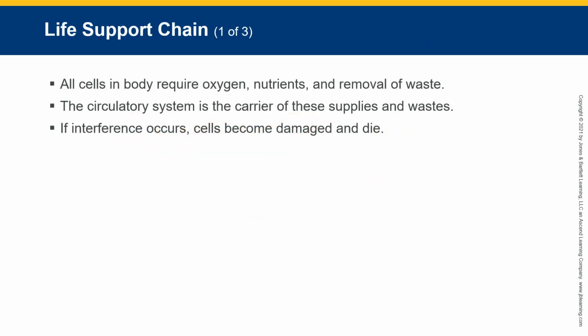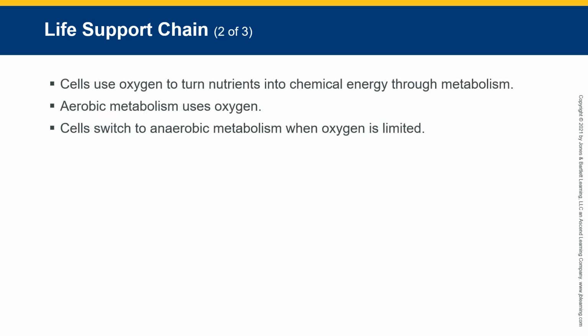Life support chain. All cells in the body require oxygen, nutrients, and removal of waste. The circulatory system is the carrier of these supplies and waste. As interference occurs, cells become damaged and die. Cells use oxygen to turn nutrients into chemical energy through metabolism. Aerobic metabolism uses oxygen. Cells switch to anaerobic metabolism when oxygen is limited.